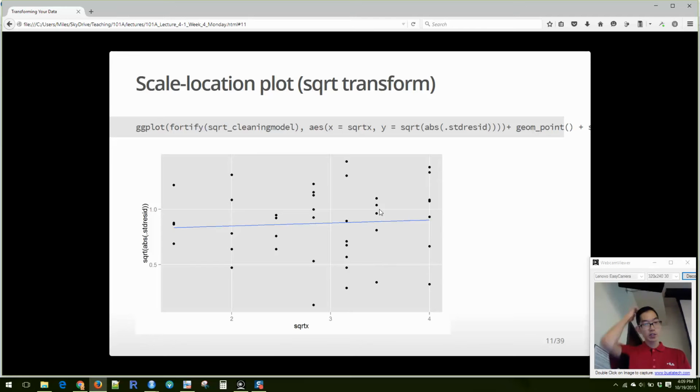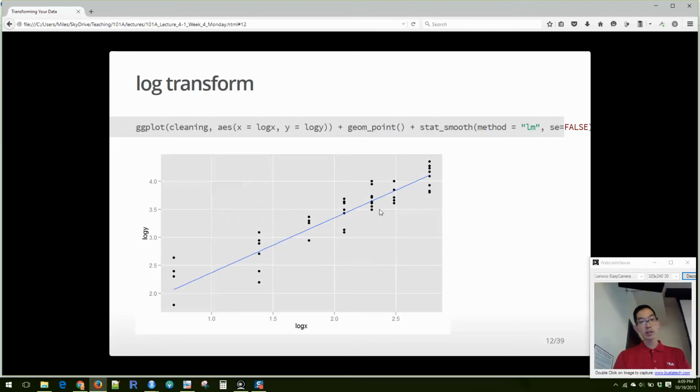All right, let's try the log transform. Okay, so we apply the log transform to x and log transform to y. Does that seem good? Yes, no? Maybe. It's hard to tell, but it doesn't seem so great.